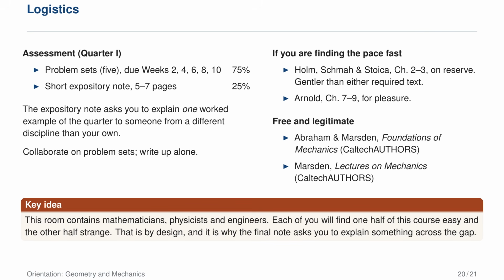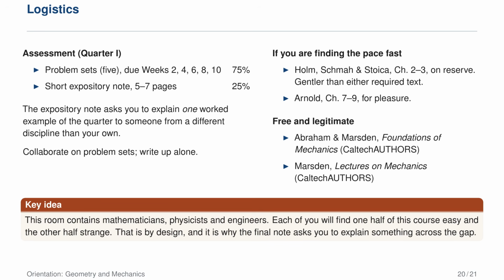Write them up alone. If you find the pace of the first 2 weeks fast, there are 2 books on reserve. Chapters 2 and 3 of Holm, Schmah, and Stoica are gentler than either required text. Chapters 7 through 9 of Arnold are worth reading for pleasure. 2 more books, Abraham and Marsden's Foundations of Mechanics and Marsden's Lectures on Mechanics are free and legitimate, and links are on the syllabus.